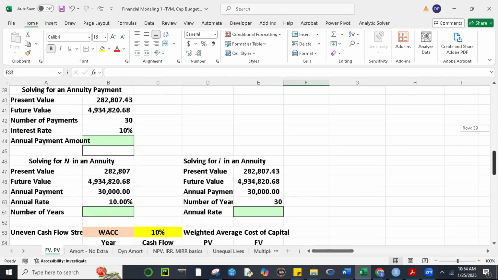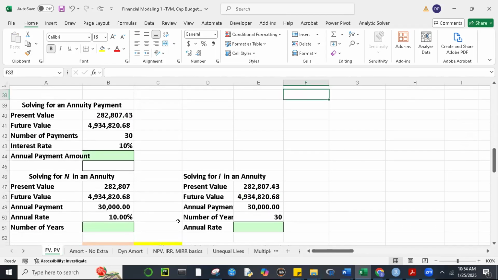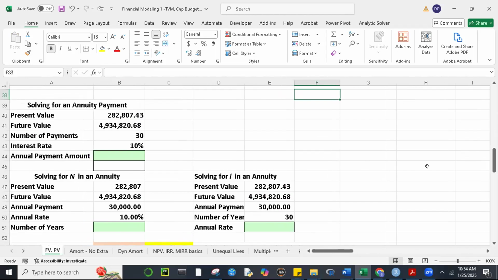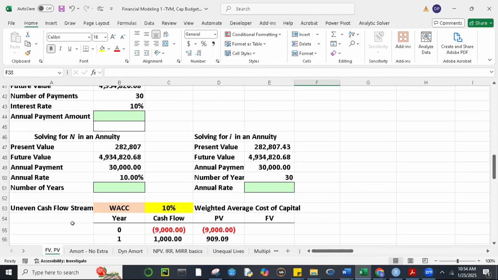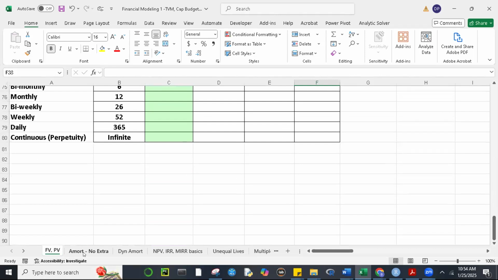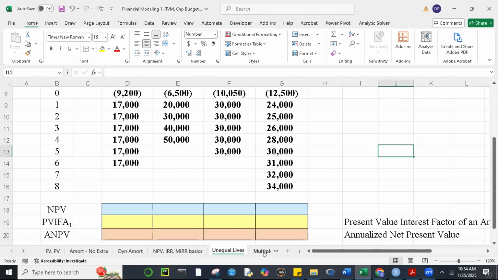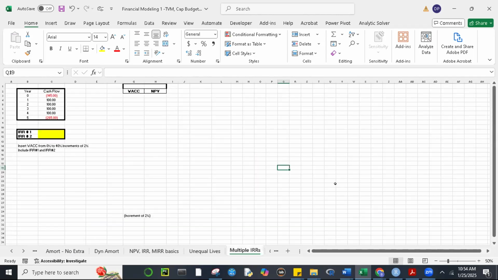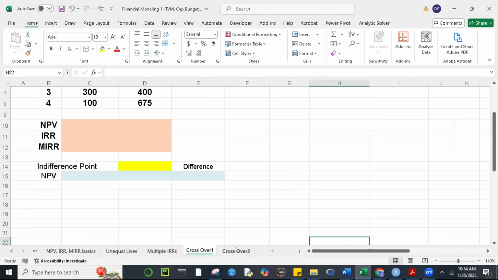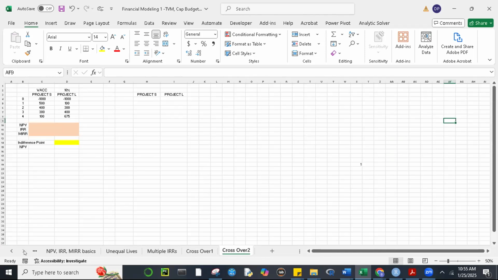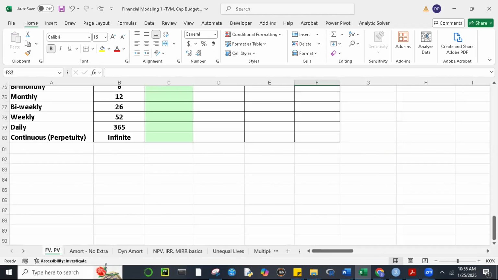Okay, we have some more minutes. Why don't we do this, class? Let's finish these 3 questions, and then we will call it a day. It's almost 11 o'clock, but let's just finish up to this one. So for next meeting, we'll continue working on this, and then amortization, dynamic amortization, NPV, IRR, MIRR basics, and equal lives, etc. So for the next two more sessions, we will hopefully be able to finish all of these activities here. So let's end the day by finishing this.